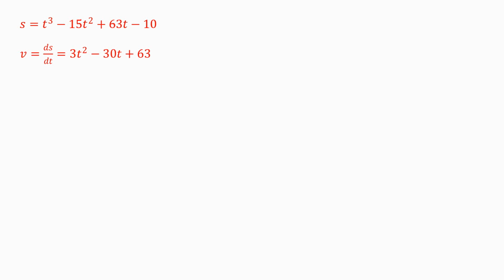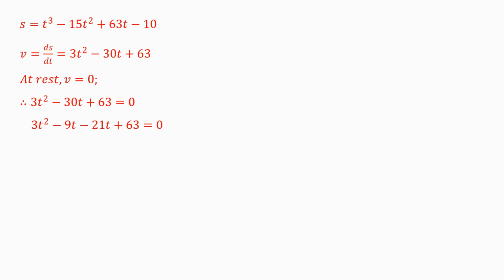Then at rest, the velocity is equal to 0. So that means our velocity function is equal to 0. And so we need to find the factors of negative 30 whose product equals 3 times 63.